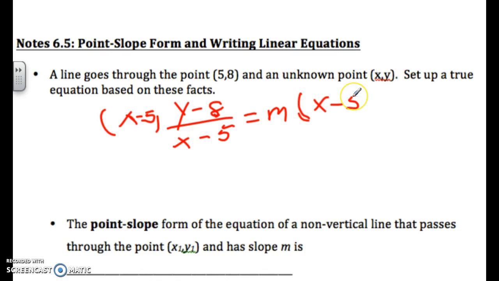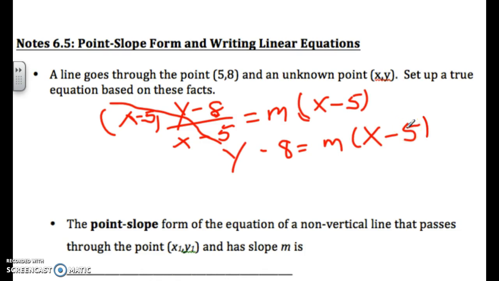All right, so these x minus 5s cancel, and you're left with y minus 8 equals m times the quantity x minus 5. That, ladies and gentlemen, is a linear equation in point slope form. The point slope form of an equation of a non-vertical line passes through the point x1, y1 and has a slope of m.